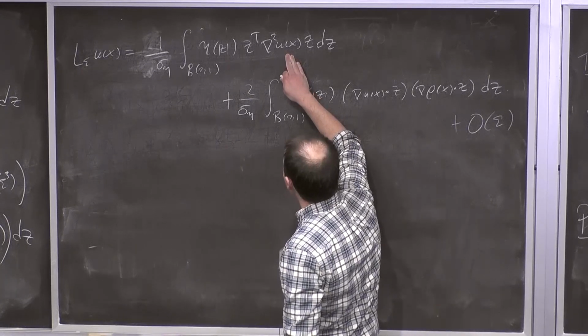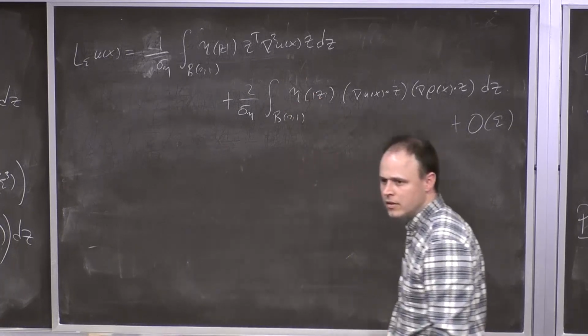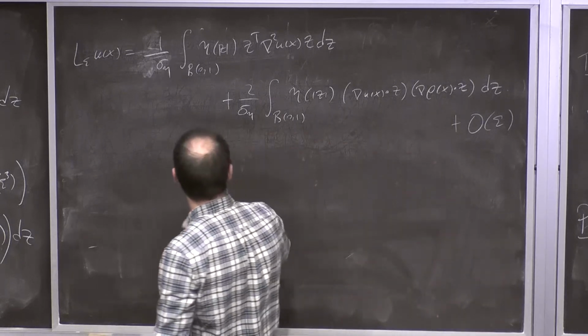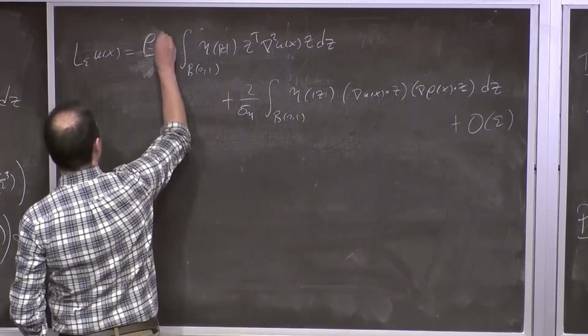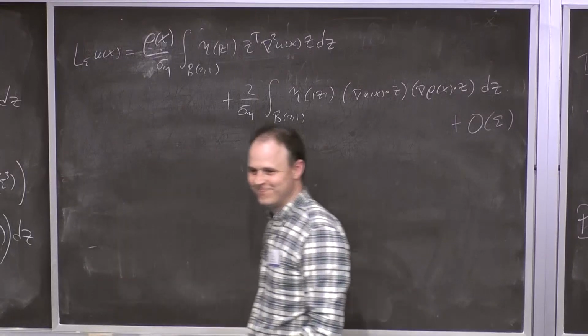This thing, right? Yeah, sorry. Yeah, sorry, I had that floating around still, right? Yeah, rho of x. Yeah, thank you.